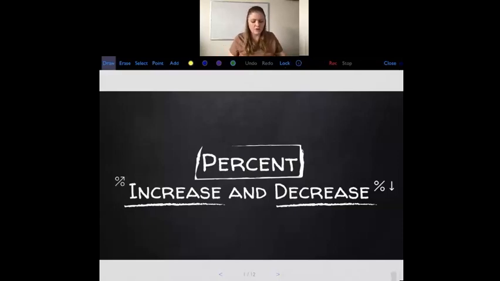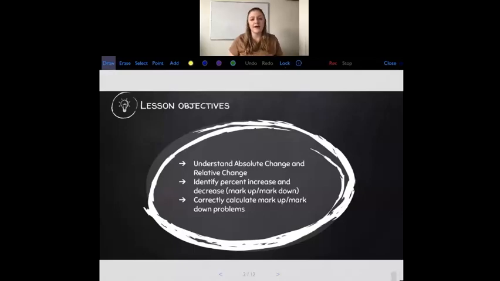In this lesson, we'll go over percent increase and percent decrease. Specifically, we'll talk about absolute and relative change. We'll identify percent increase or decrease, and then we'll correctly calculate those problems. I like to refer to them as markup or markdown.